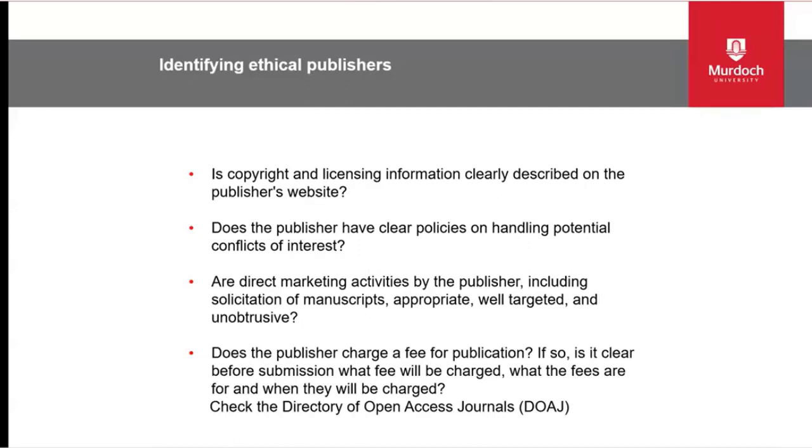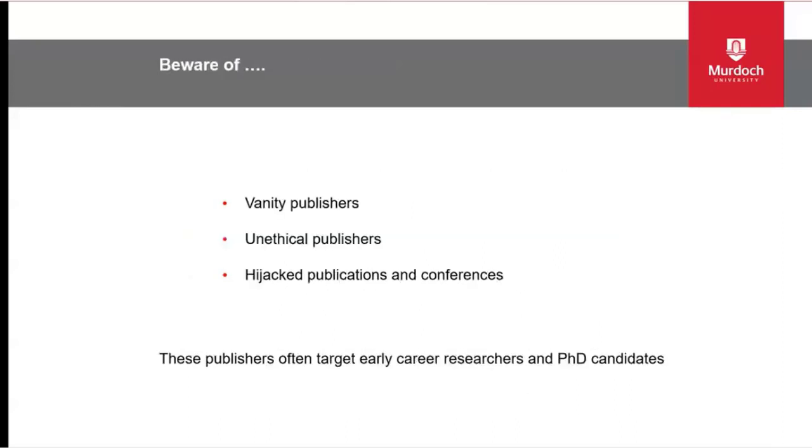Fees for publication usually apply in the open access arena. Be aware, however, that some unethical publishers will present as open access and therefore charge. The Directory of Open Access Journals maintains a list of genuine scholarly open access journals. It pays to be wary of the following: Vanity and unethical publishers and hijacked publications. Again, they often target early career researchers and PhD candidates. We will look at these publishers in more detail.